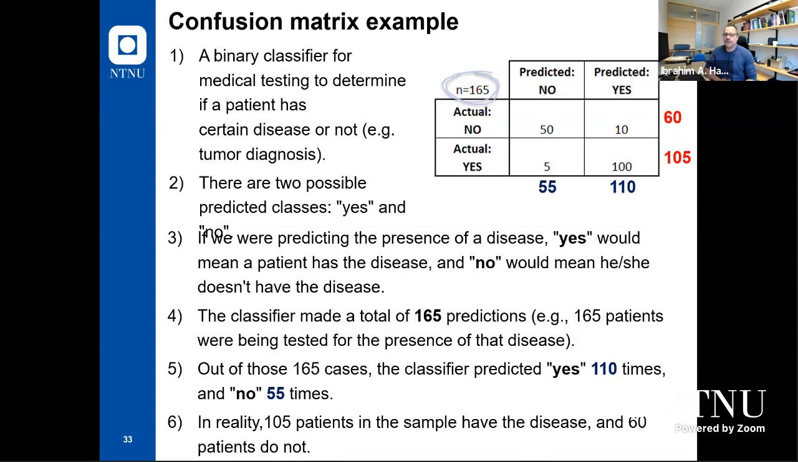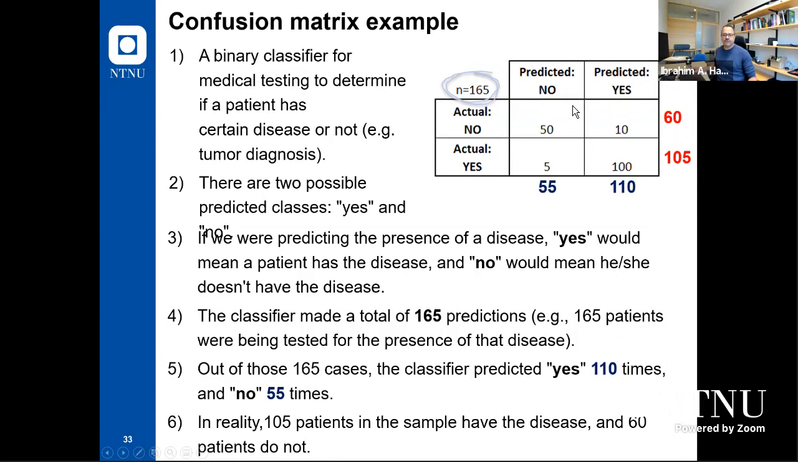So you have maybe blood analysis, an MRI scan, for example. You have lots of data, and you are feeding those data to your model, and the model should just say yes or no. So we have 165 in total, and the actual negative is 60, and actual positive is 105. And for our model, it can predict 55 as positive and 110 as negative.